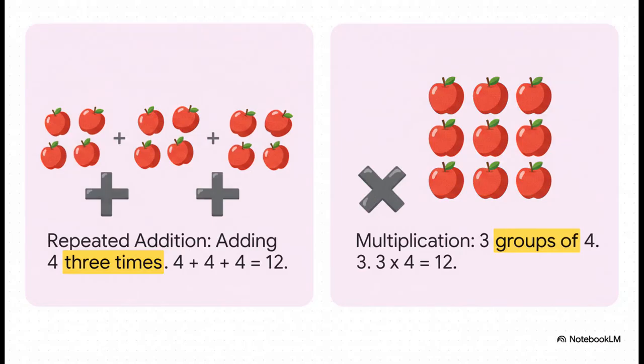And here's what that looks like. On the left, you see the long way, repeated addition. It works, but it's a little clunky. And on the right, that's multiplication. 3 times 4 equals 12. It's just so much cleaner, and it means the exact same thing. 3 groups of 4 gives us a grand total of 12.